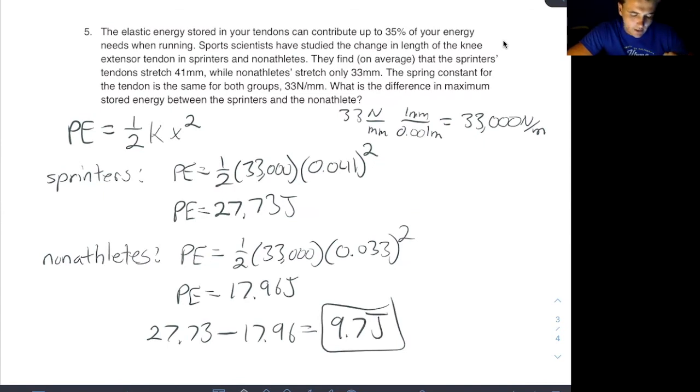So we see that sprinters, right, have the ability to stretch their tendons a lot more, which probably makes them faster, right? Assuming elastic energy stored in your tendons contributes up to 35% of your energy. Yeah, so they have more elastic energy because they can stretch their tendon longer. So kind of interesting, right?